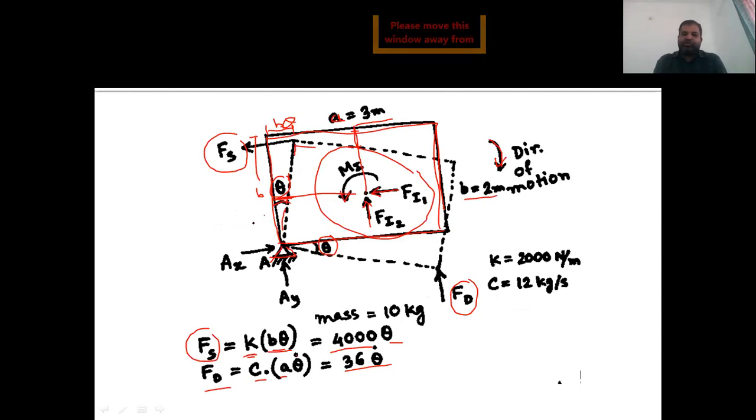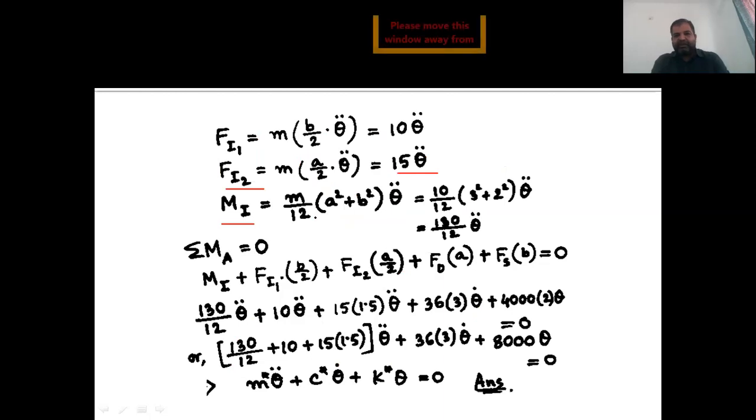Again, you need to go back to your applied mechanics, where you have a lamina of length a and b, subjected to mass m. Then this formula will be m by 12 into (a square plus b square) into theta double dot. If you put in the values, 10 by 12 into (3 square plus 2 square) into theta double dot, this value comes to 130 by 12 into this.